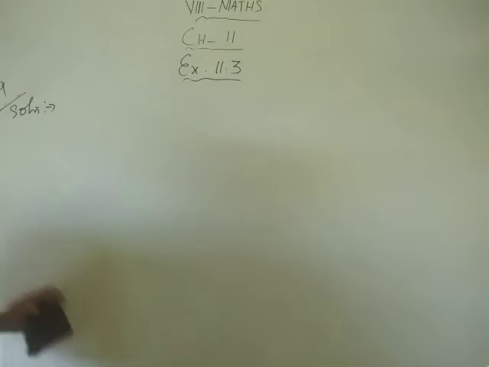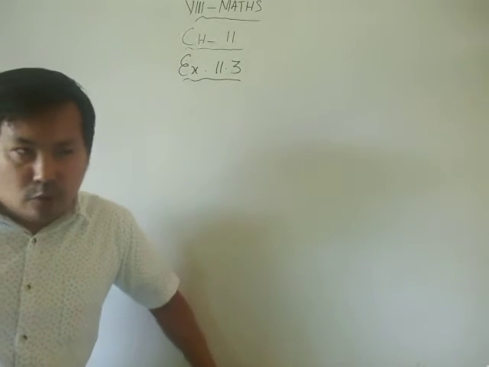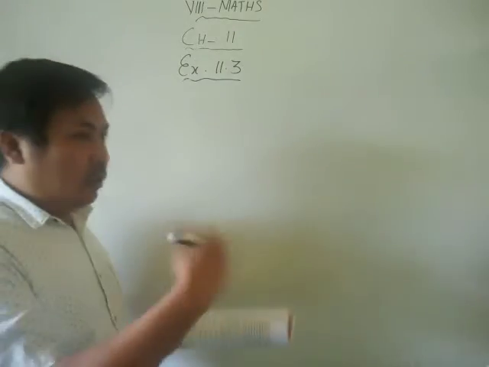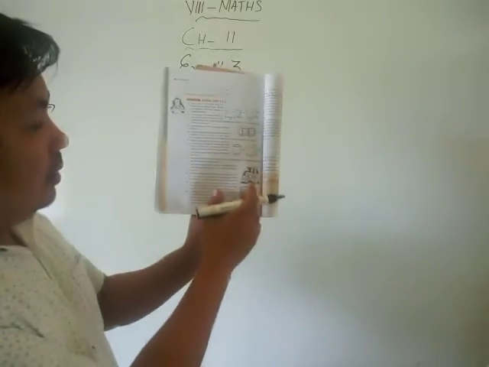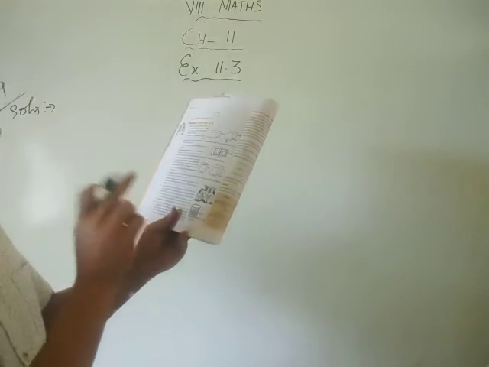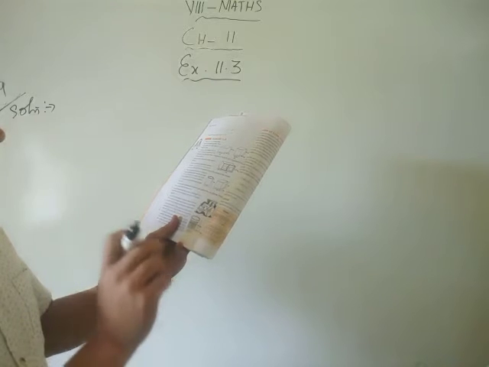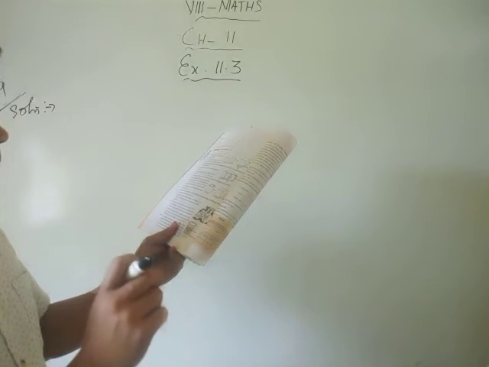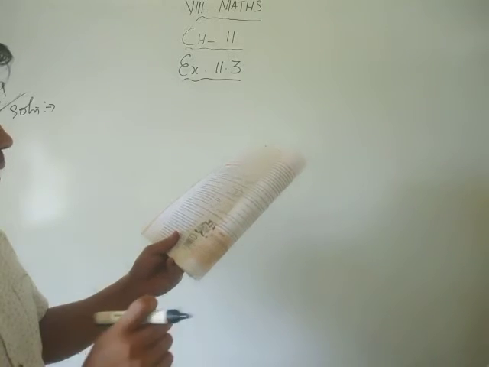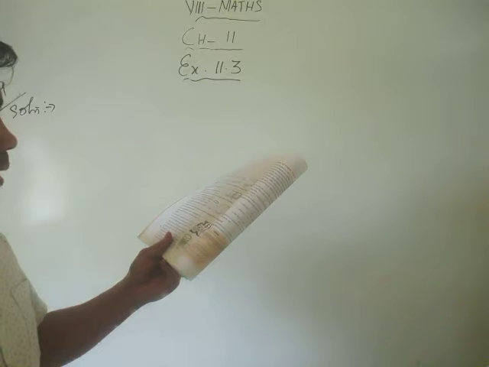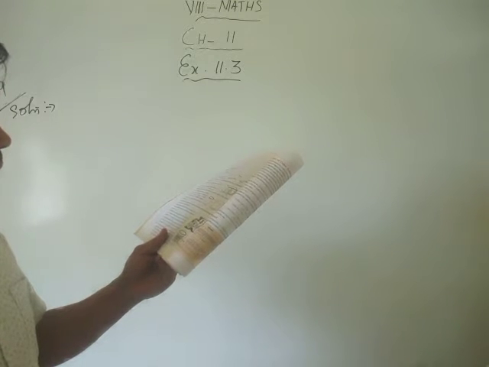Now the question number 9 says that a road roller. You know what a road roller is? A road roller is used to make or level the road. You can see the picture here. A road roller takes 750 complete revolutions to level a road. Find the area of the road if the diameter of the roller is 84 centimeters and the length is 1 meter.